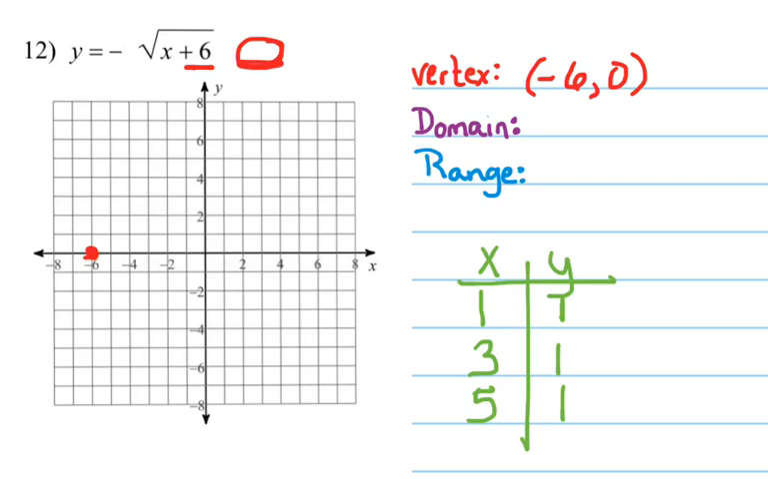Now we're going to look at our changes. It's negative, so that means I reflected it down. And so all my y values are going to come down instead of up. And so let's go ahead and graph. We go over 1, down 1. Over 3, down 1. Over 5, down 1.